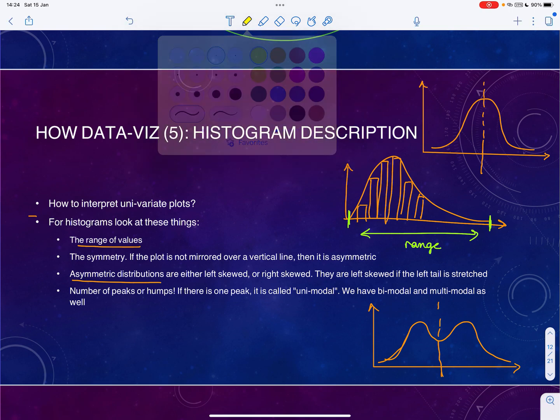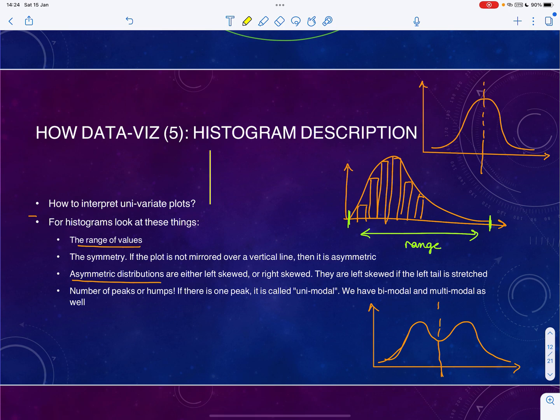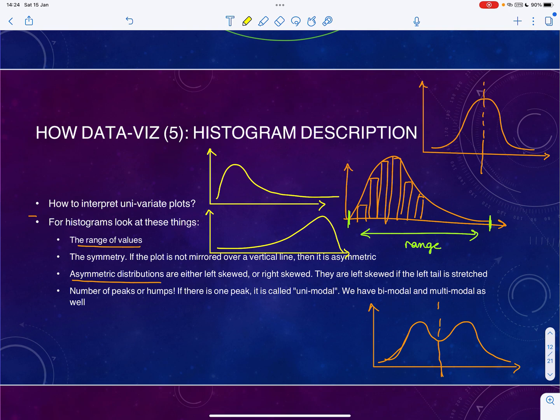How do you know? Well, right skew means having a right stretched tail. So its right tail is stretched. What about left skewed? This is left skewed. The left tail or leg is stretched. What do they mean? It means that there are a very few values that are much higher than the others. Here there are much lower than the others.